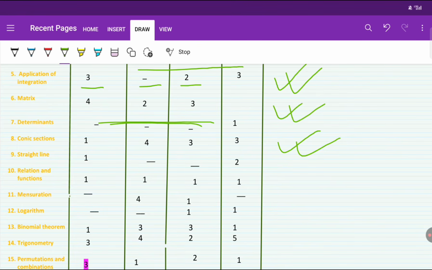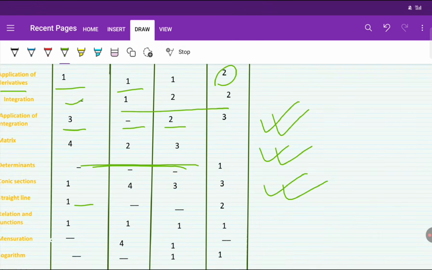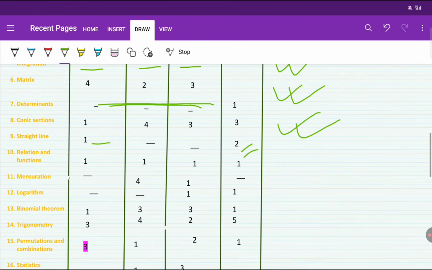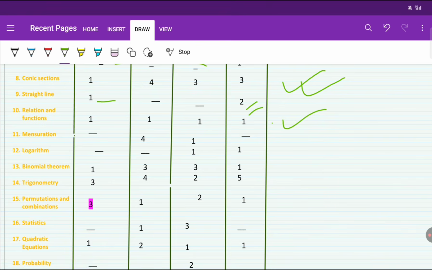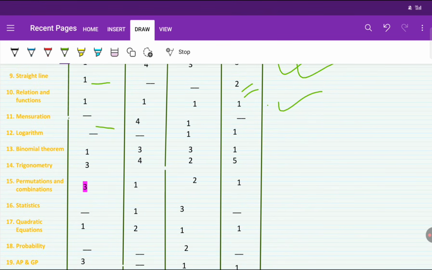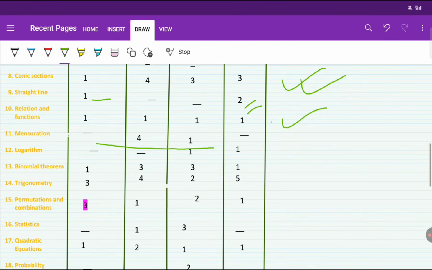Straight line, one question was asked last year, and also from 2022. Relation and function, this is one question you will get, which is very easy. Just put in some value, you can take this. You don't need to go into the depth of relation and function. Just an easy question will be asked, of 10th standard level. Mensuration, this part is very easy. You can take it as a 10th standard question, so it will be easy for you.